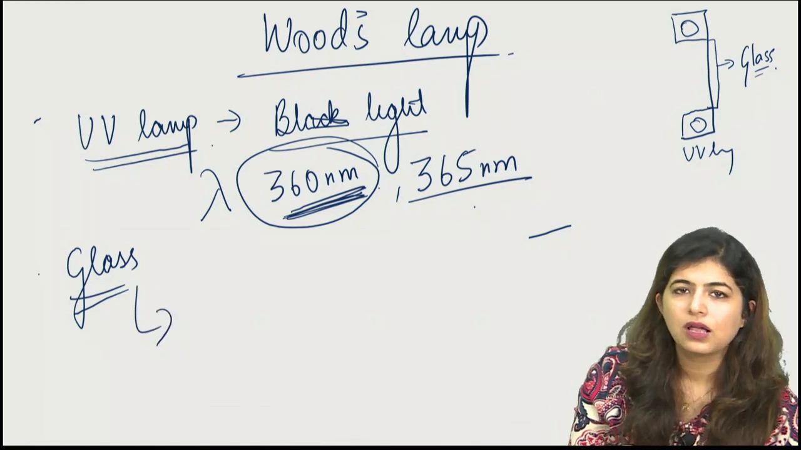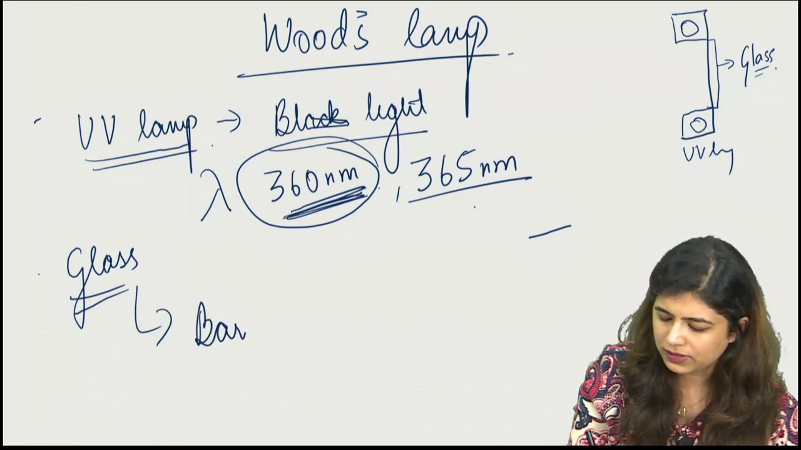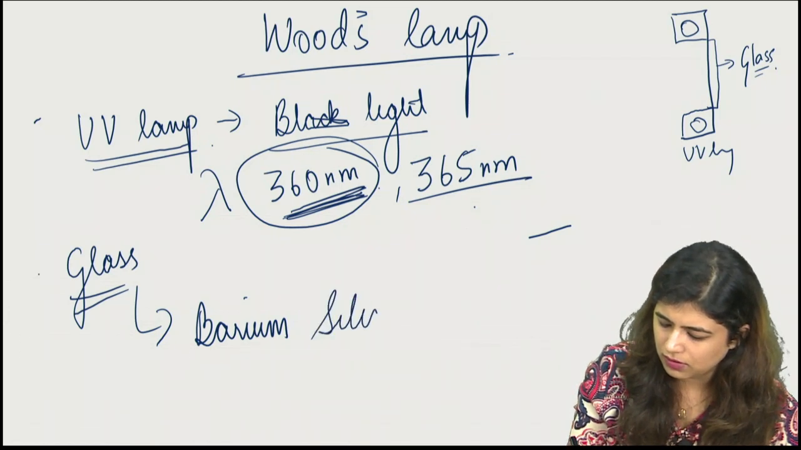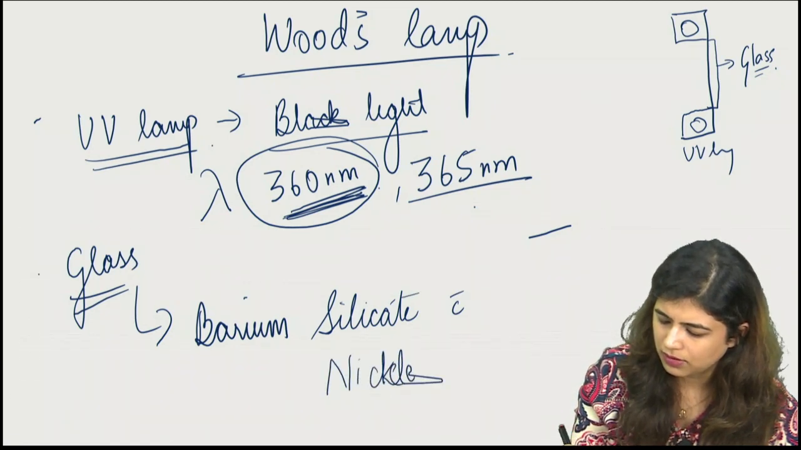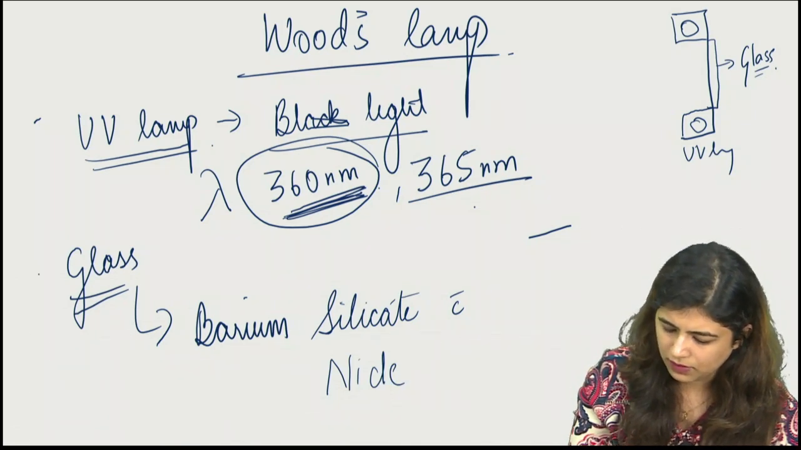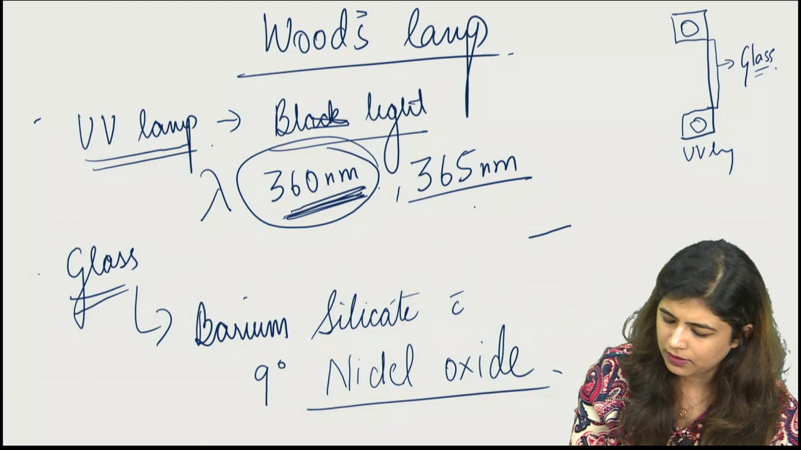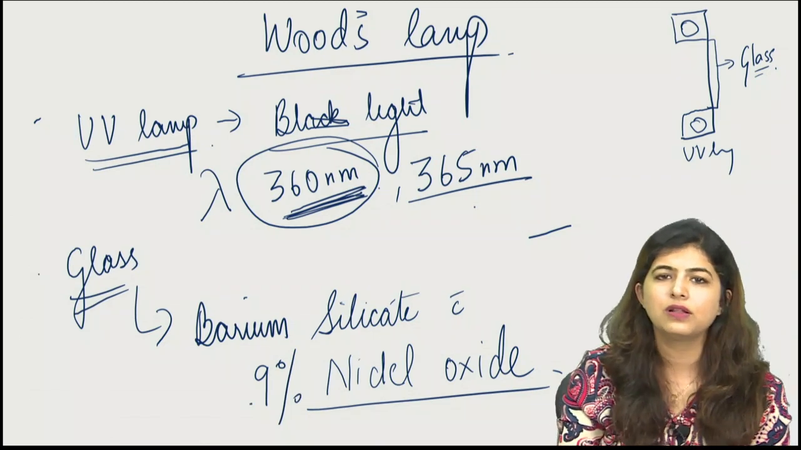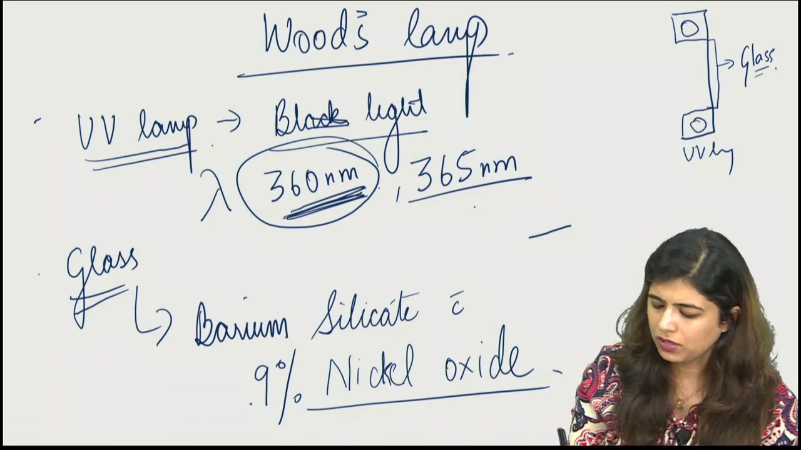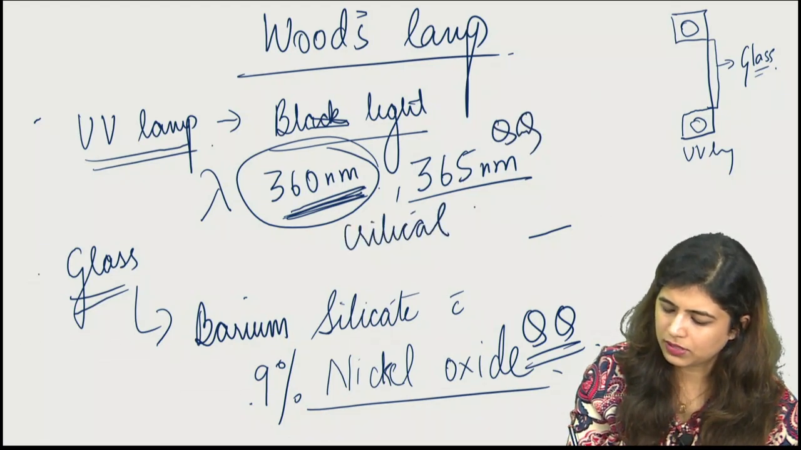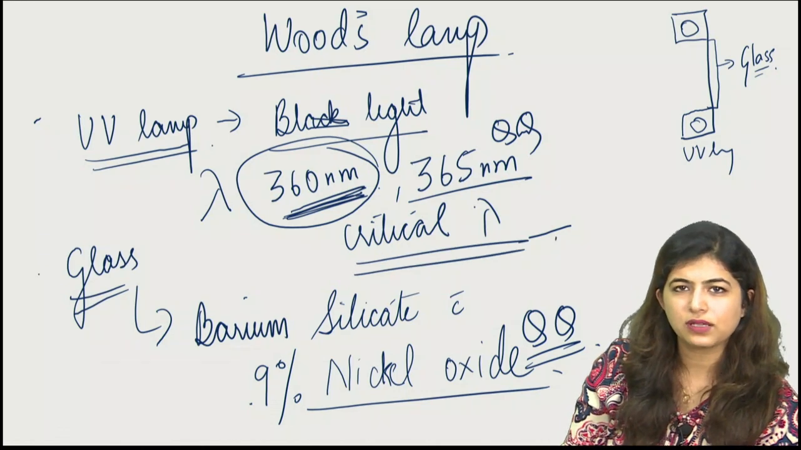Coming to the glass, like every other glass, it is also made of silicate. So it is made of barium silicate. But what is the khas baat, the special thing that you need to remember? This has a nickel oxide component in it. It is 9.9% nickel oxide. So this is what you have to remember. The question comes on nickel oxide and the critical wavelength. Both these points are important for Wood's lamp.